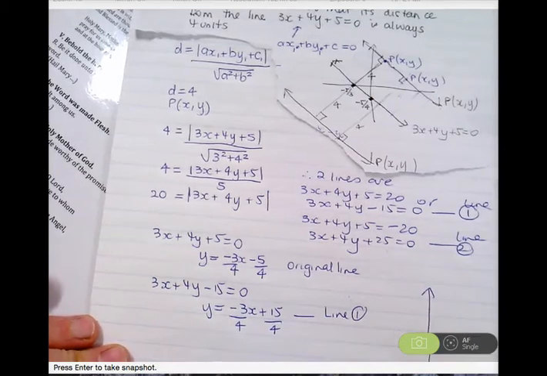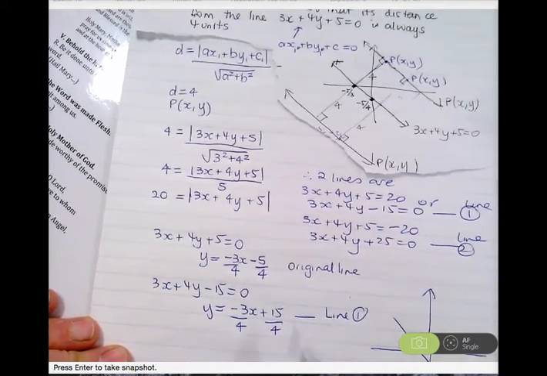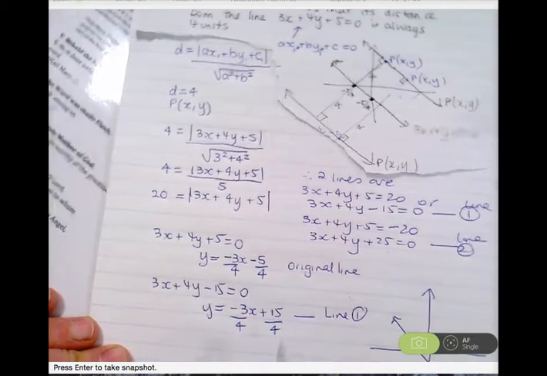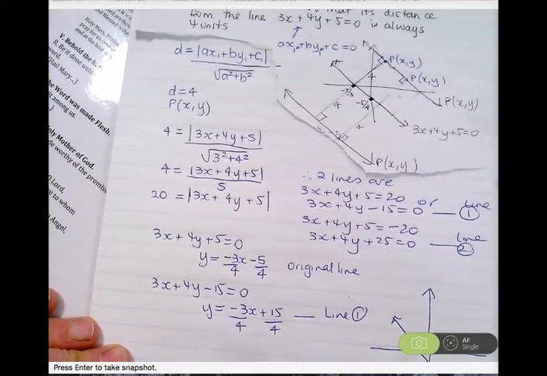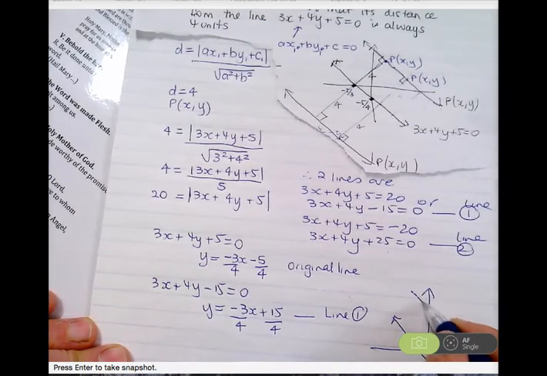So the first line, the original line, had a gradient of -3/4, y-intercept was -5/4. Let's say it looks like this. That's the original line. The next line's got the same gradient. Y-intercept is 15/4, which is nearly 4. It's 3 3/4. The second line might look like this. Right, that's that second line, 3x plus 4y minus 15 equals 0.